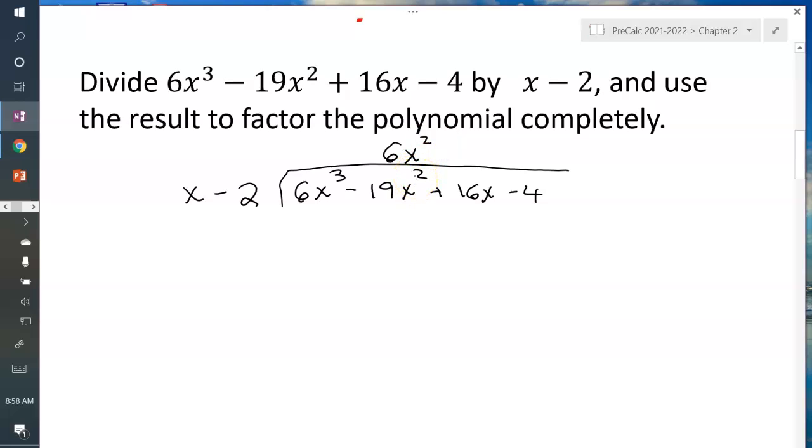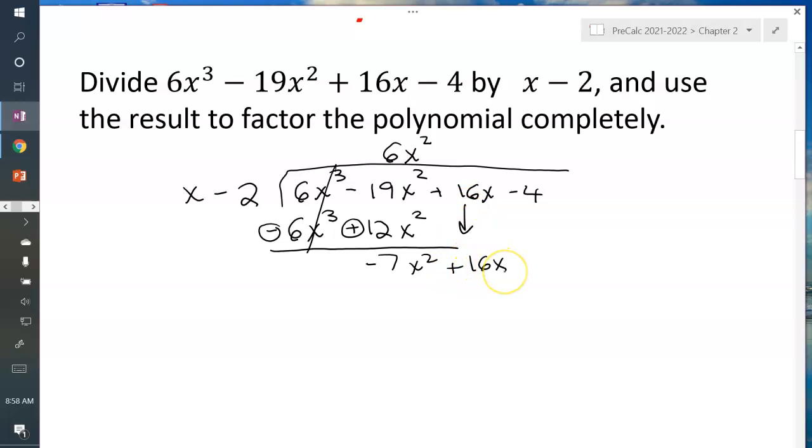Now I multiply, just like in elementary school. 6x cubed minus 12x squared. Now in elementary school, you would subtract. To do that with polynomials, change your signs first. So that's a negative, that's a positive. I circle my signs so that I know that I've changed them. Otherwise, it's easy for me to forget. Those cancel out. I have a negative 7x squared. Bring down your 16x. All right, then repeat.